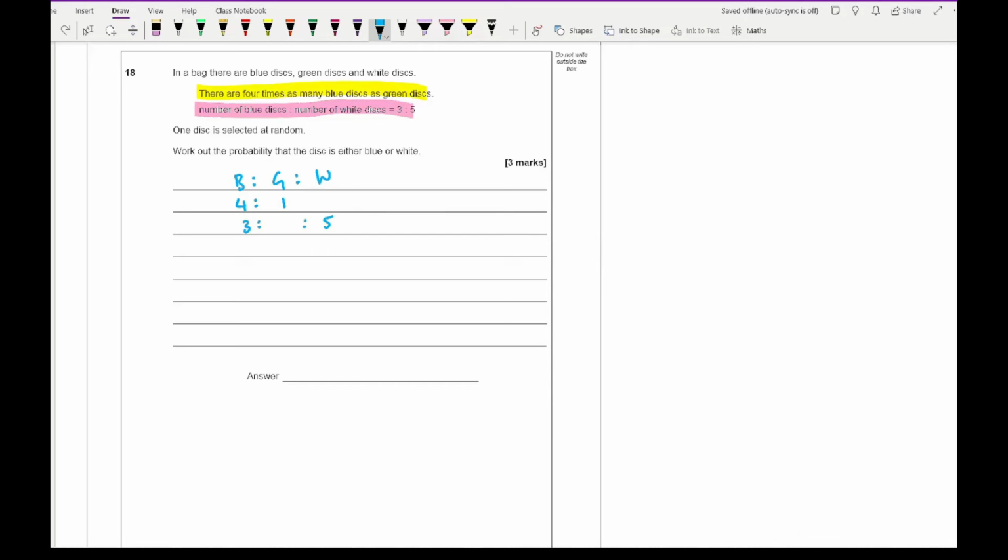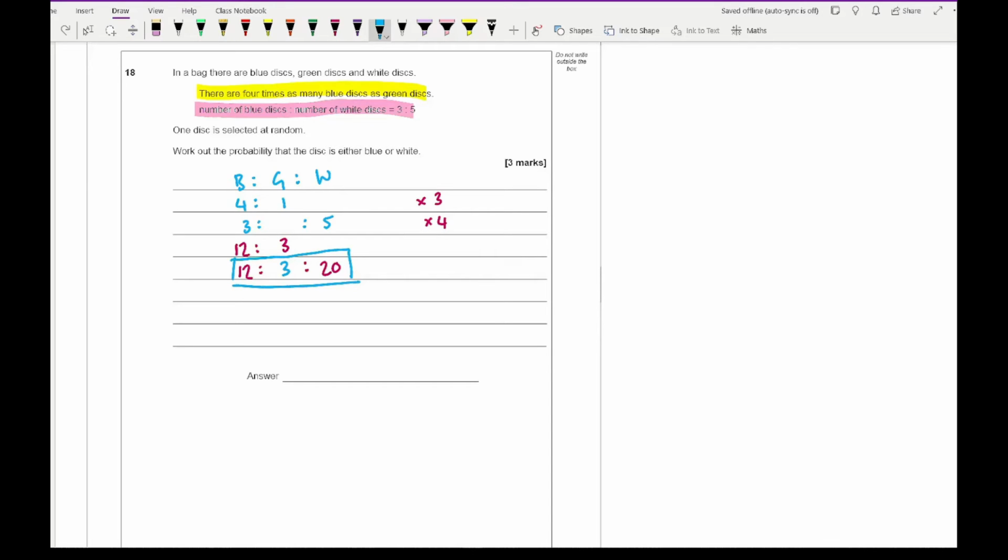Now what I need to do here is to try and get the same number of blue discs. So treat this like simultaneous equations. If I multiply this by 3 and this line by 4, then what do I get? Well, I'm going to get 12 to 3, and then on the second line I'm going to get 12 to 20. Now as you can see, I can then move that 3 down, so this now becomes the total frequencies in terms of the total ratios.